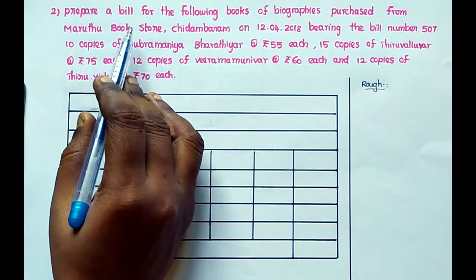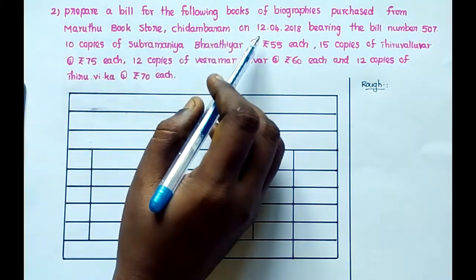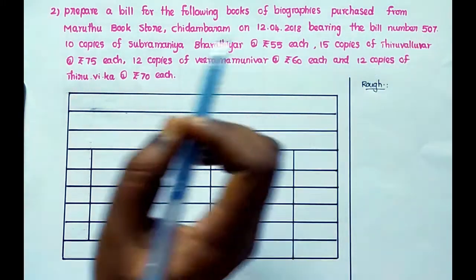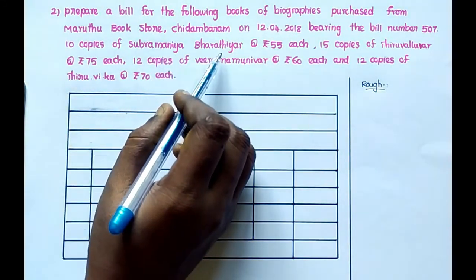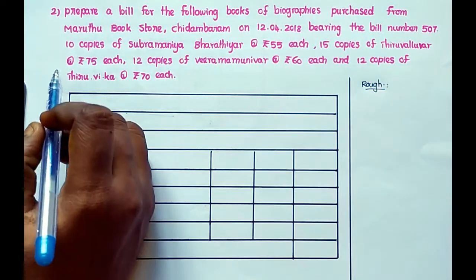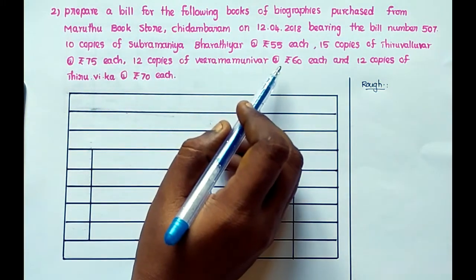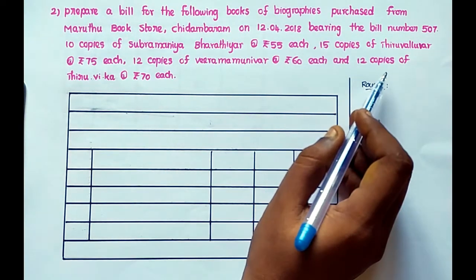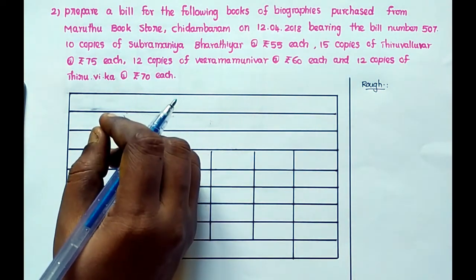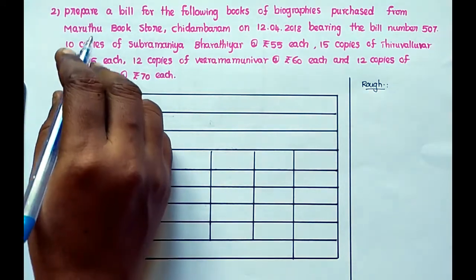Second sum. Prepare a bill for the following books of biographies purchased from Marudu Bookstores, Chidambaram on 12/4/2018 bearing the bill number 507. 10 copies of Subramanya Bharatiyar at rupees 55 each and 15 copies of Thiruvalluvar at rupees 75 each. 12 copies of Veerama Munivar at rupees 60 each and 12 copies of Tiruvika at rupees 70 each. Now we have to prepare the bill.